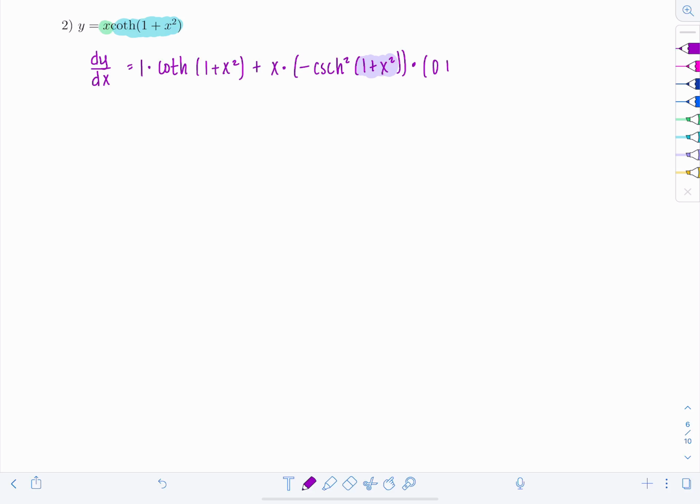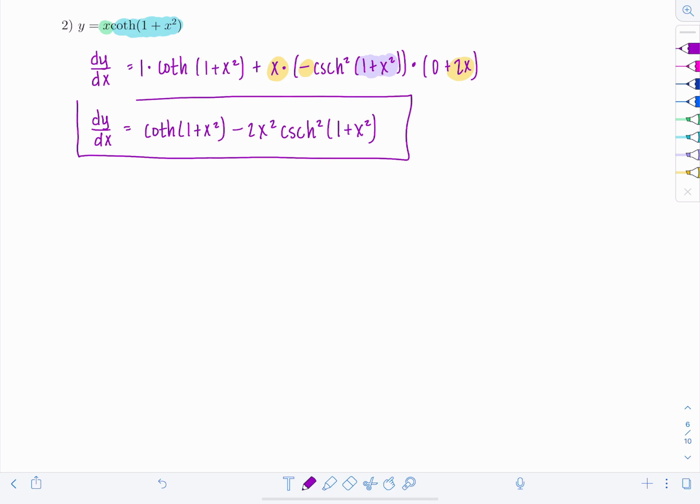Derivative of 1 is 0. Derivative of x squared is 2x. Okay, that's it. So now let's just rewrite it nice and neat. So dy/dx equals hyperbolic cotangent of 1 plus x squared. And then I'm going to write this as negative 2x squared. Do you see that? So we have negative 2x squared hyperbolic cosecant squared of 1 plus x squared. Voila.